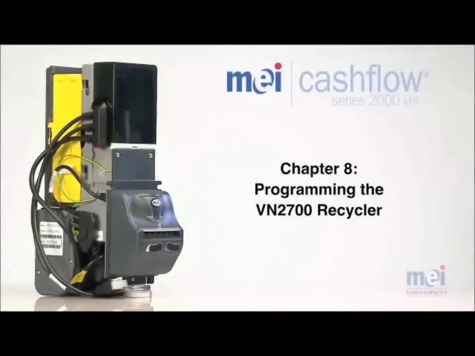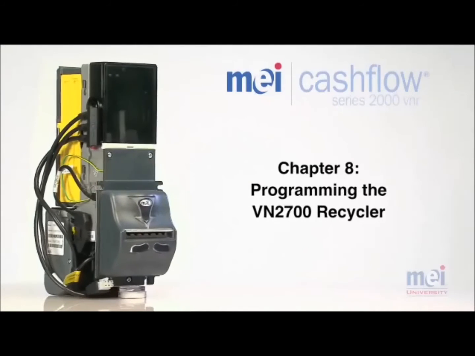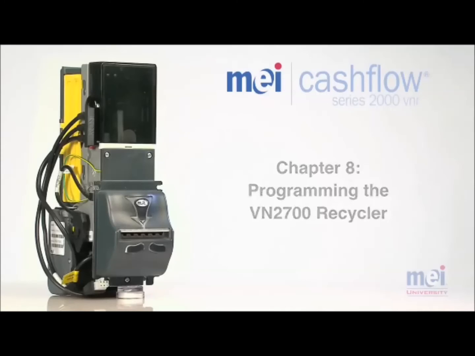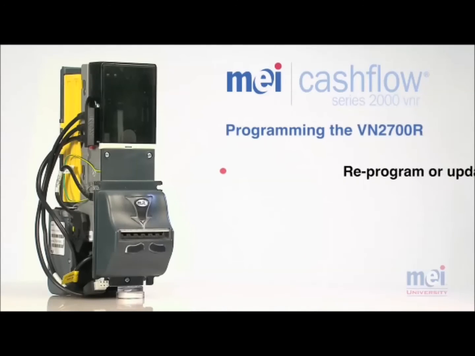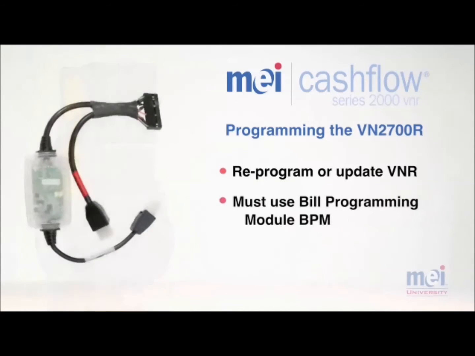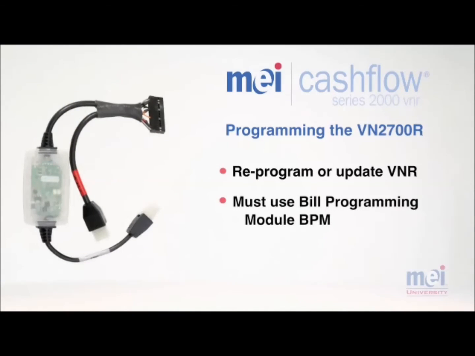Chapter 8. Programming the VN2700 recycler. If there is ever a need to reprogram or update the bill validator or recycler, this can be completed by using a bill programming module, or BPM. To do this, you must have a BPM that has the latest recycler and bill validator code on it.